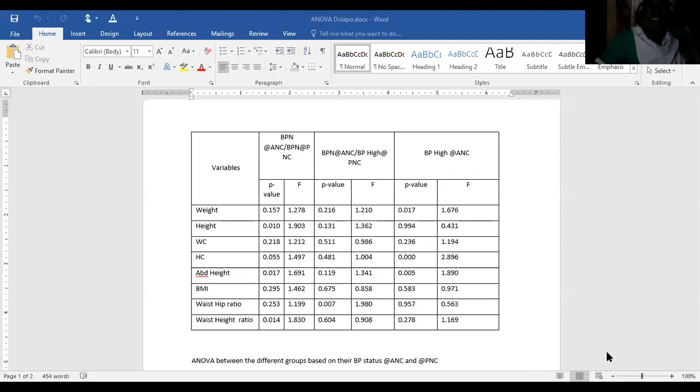Let me do it again. Yes, you can see it now. Can you see it? Yes, you can see it.